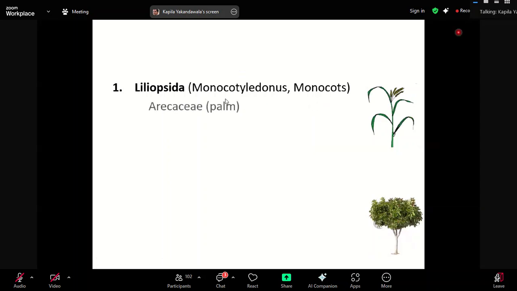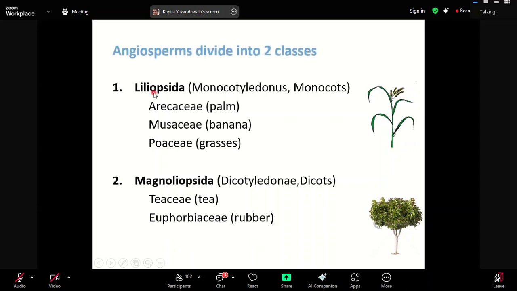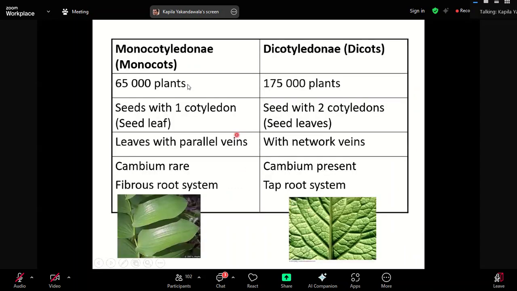So if you look at angiosperms, we can put them into two groups, two classes: Liliopsida, which we call monocotyledons or monocots, and Magnoliopsida, dicotyledons or dicots. Angiosperms can be recognized under two groups, monocots and dicots. If you look at the features, monocots have only one cotyledon.